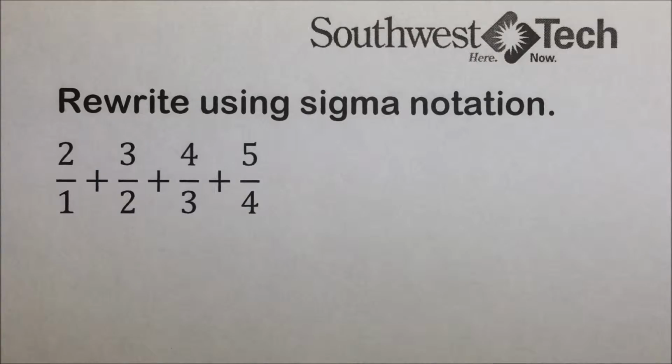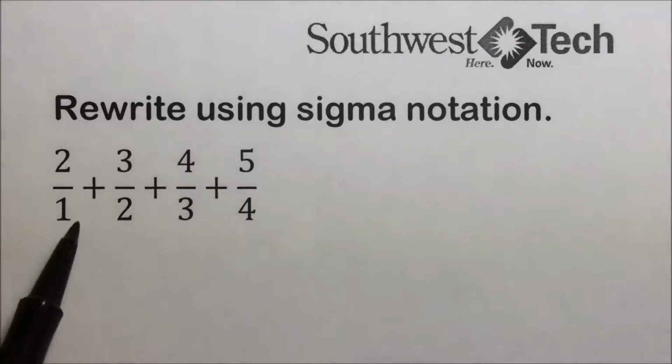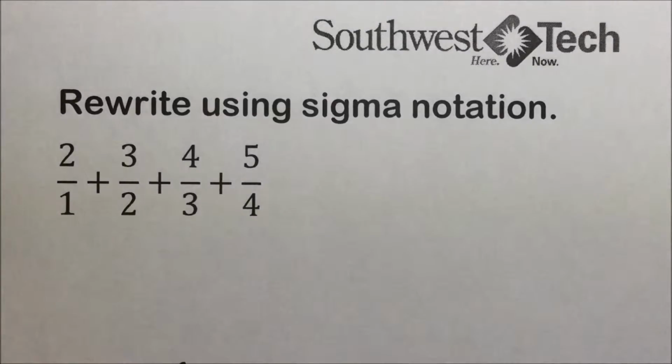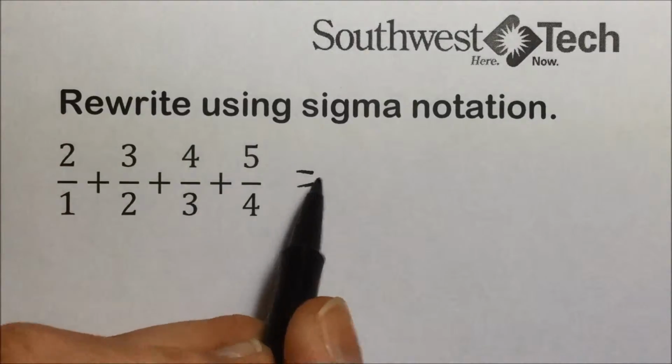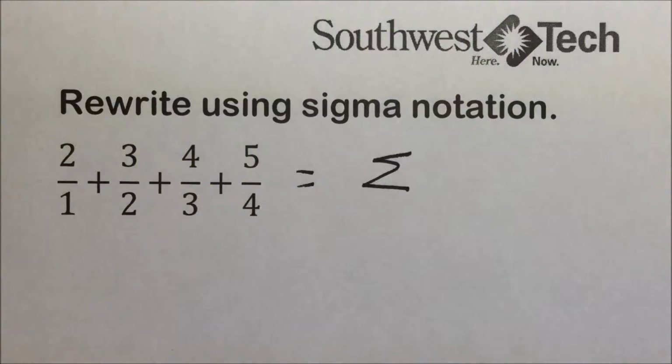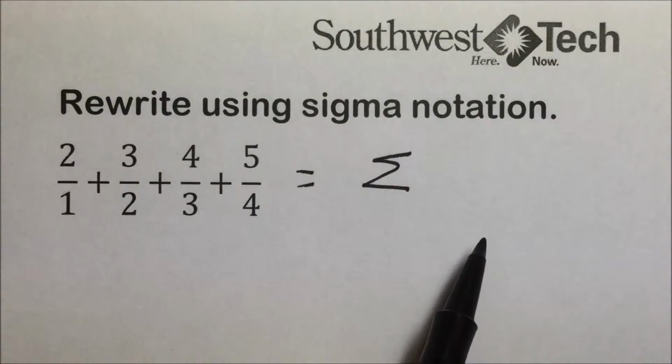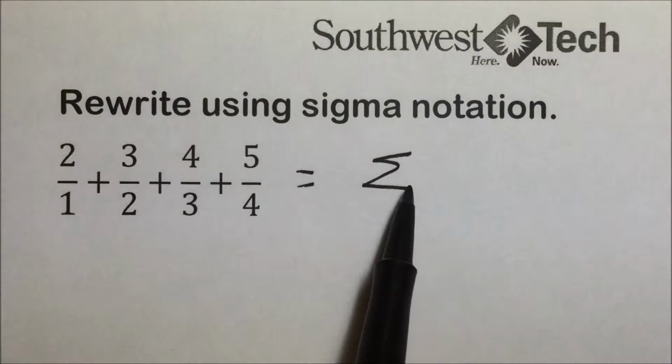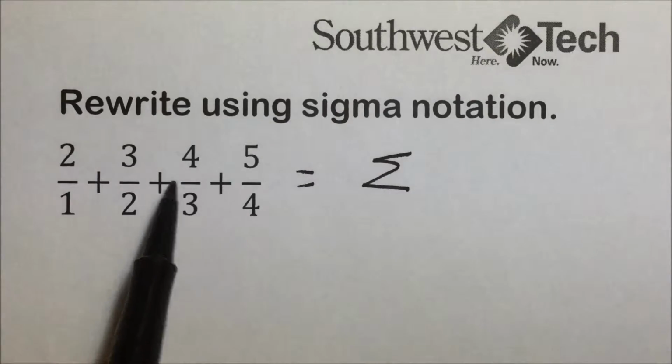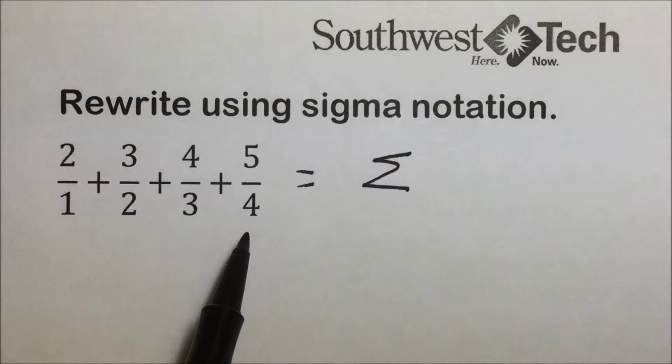Intermediate Algebra Section 11.1. In this video, we're going to take a look at writing sigma notation for a given sum. We have four terms that we're adding together here. We want to compress this into our shorthand of our sigma notation, so we'll use the Greek letter, the uppercase sigma, to represent the sum or the addition of these numbers.